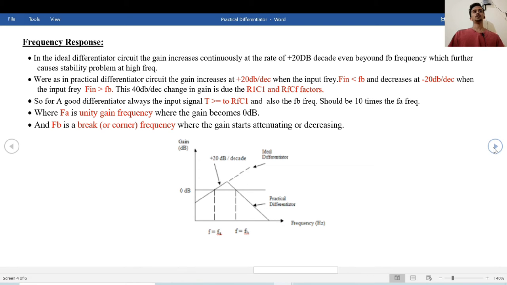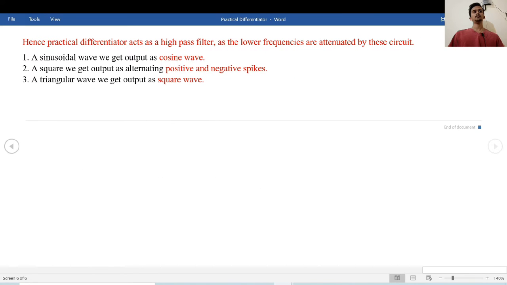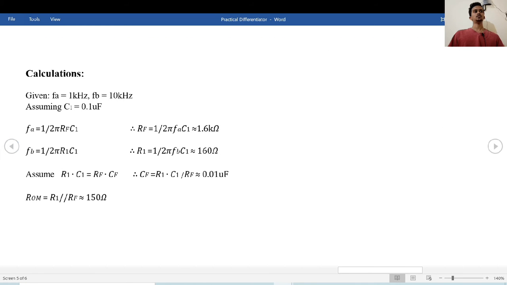We'll design the practical differentiator circuit. I will take FA as 1 kilohertz and FB as 10 kilohertz, assuming C1 as 0.1 microfarad. As we know, FA is equal to 1 by 2 pi RF CF. So RF becomes 1.6 kilo ohm, and as we know, FB is equal to 1 by 2 pi R1 C1. So R1 becomes 160 ohm.